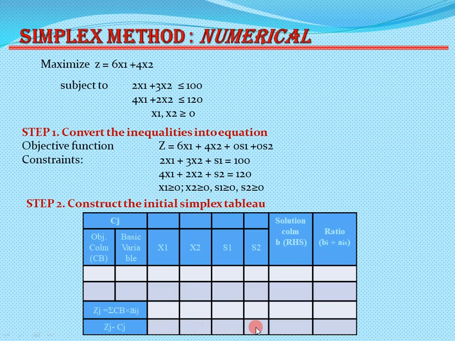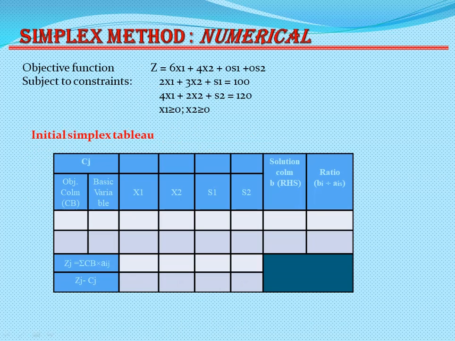And if it contains all values that are 0 or greater than 0, that is the positive values, then our optimal solution is reached. So now we have to write the different values in this table. So let's write the values in the table. In the objective row, that is in the Cj row, we have to write the coefficients of the different variables present in the objective function.